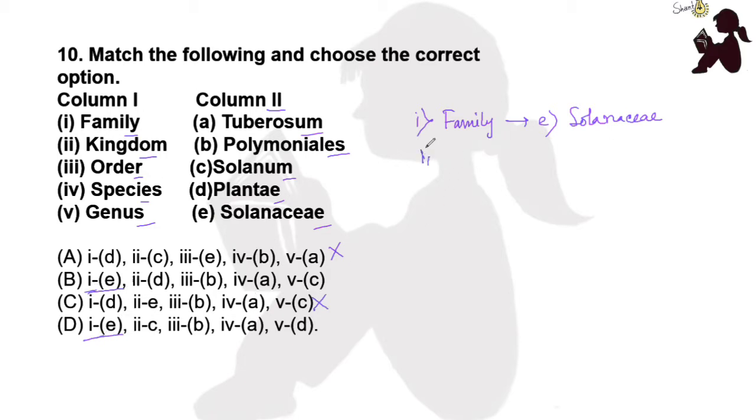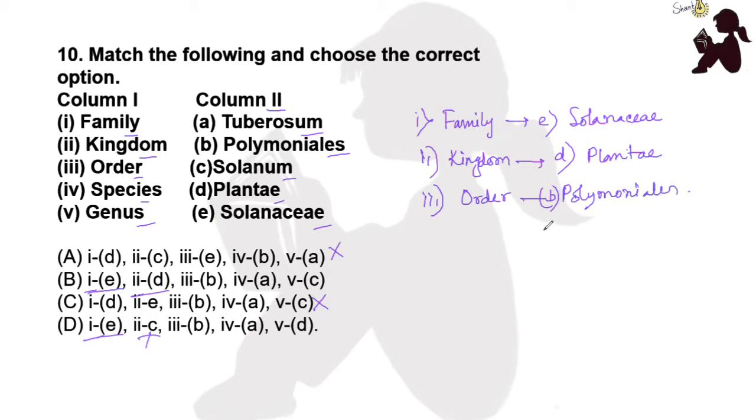The next is the kingdom. We know that all the plant species are under the kingdom Plantae. So here Plantae is the kingdom. Okay, so Plantae is given in option D, and so option B is wrong. Then the order. Here the order is the polynomials, which is the B, polynomials.